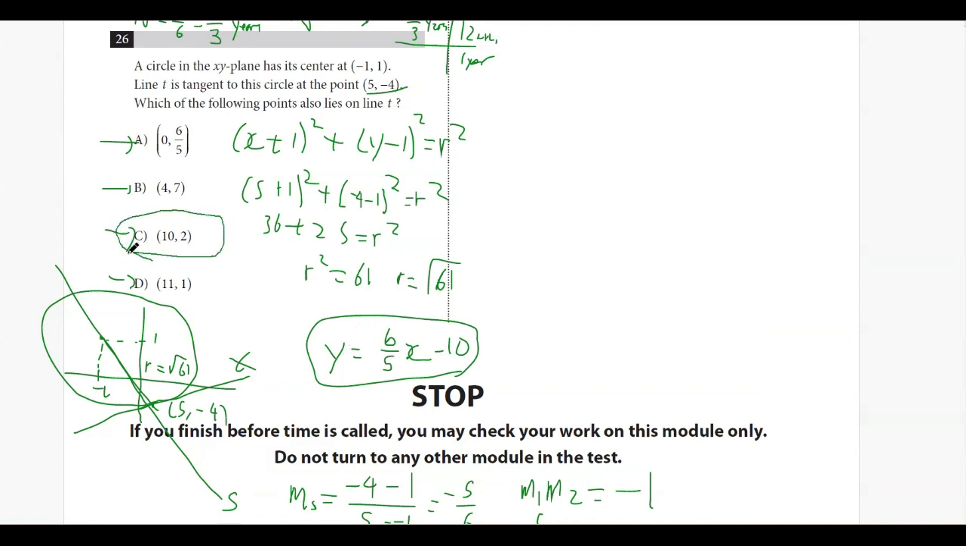For C, if I pick 10 as my X and 2 as Y, 6 over 5 times 10, that's 12. 12 minus 10 is 2. So C is the correct answer choice here. C as in cat.